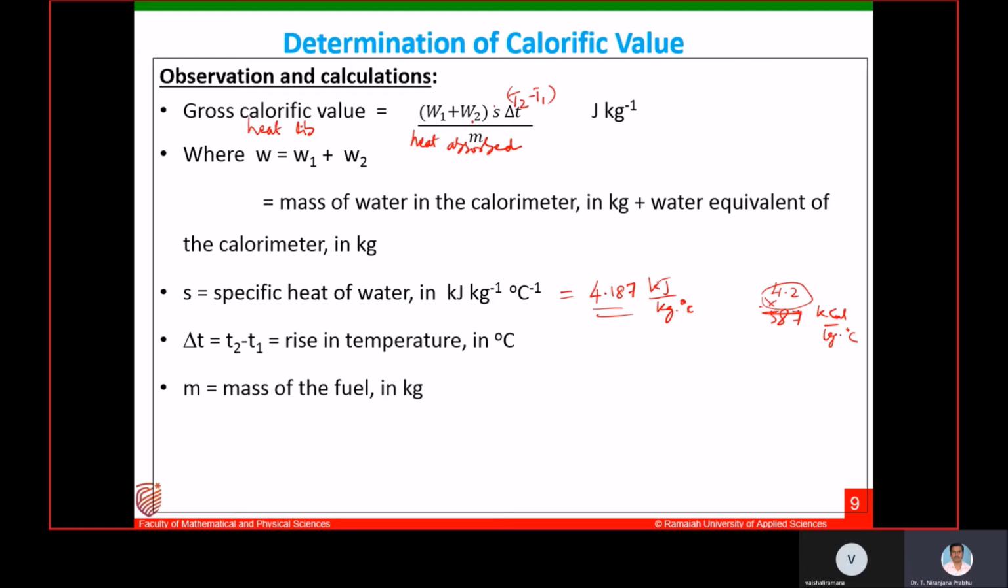So this is GCV. Then NCV is equal to GCV minus 0.09 times percentage hydrogen times the latent heat of steam. So this equation gives the net calorific value. Let us solve one or two problems.